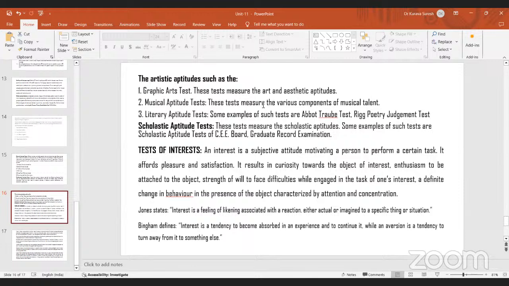Scholastic aptitude test. This test measures the school student's progress report. Some examples of scholastic aptitude include the school report. Test of interest.